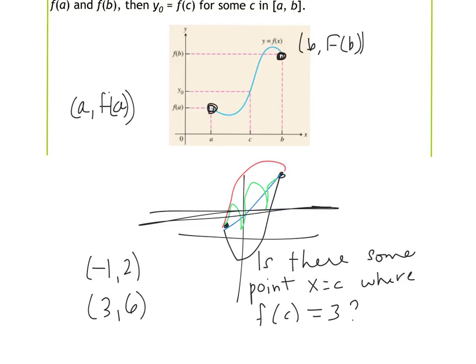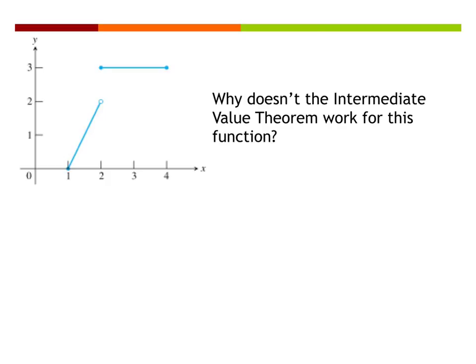Yeah, so it's just saying, like, if it goes from 2 to 6 on the y-axis, then it must be 3, it must be 4, it must be 5, it must be 2.5, it must be 3.5, it must be every value between 2 and 6 somewhere. That's all it states. Okay, so let's look.